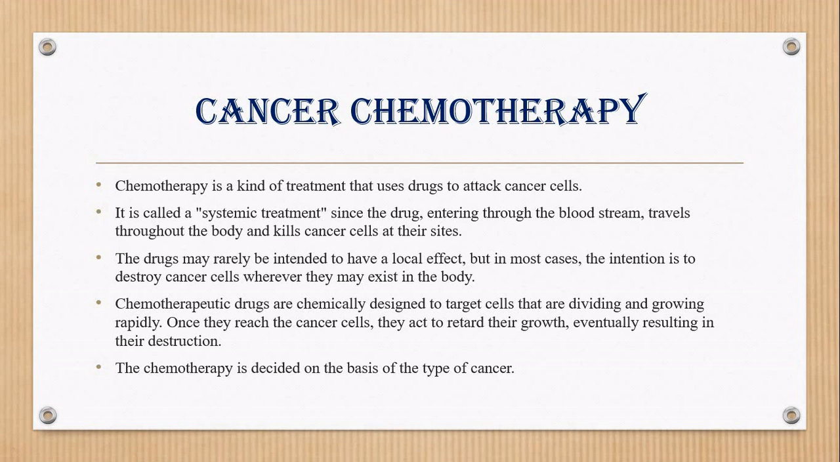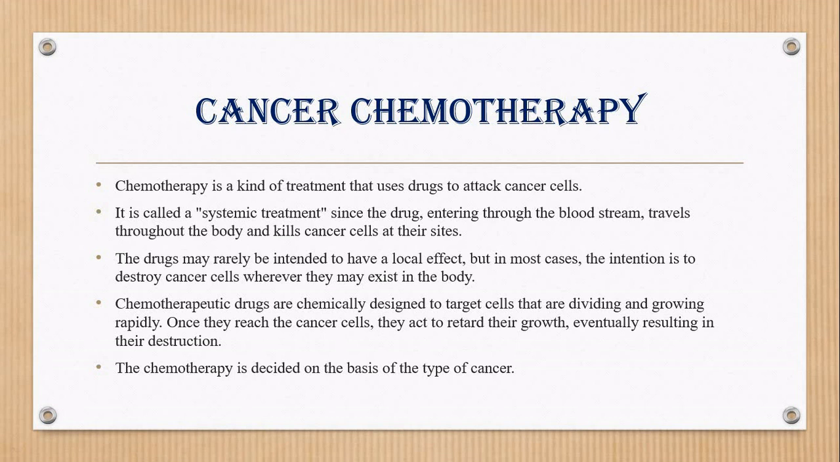Cancer chemotherapy. Chemotherapy is a kind of treatment that uses drugs to attack cancer cells. It is called a systemic treatment since the drug, entering through the bloodstream, travels throughout the body and kills cancer cells at their sites. The drugs may rarely be intended to have a local effect, but in most cases, the intention is to destroy cancer cells wherever they may exist in the body. Chemotherapeutic drugs are chemically designed to target cells that are dividing and growing rapidly. Once they reach the cancer cells, they act to retard their growth, eventually resulting in their destruction.